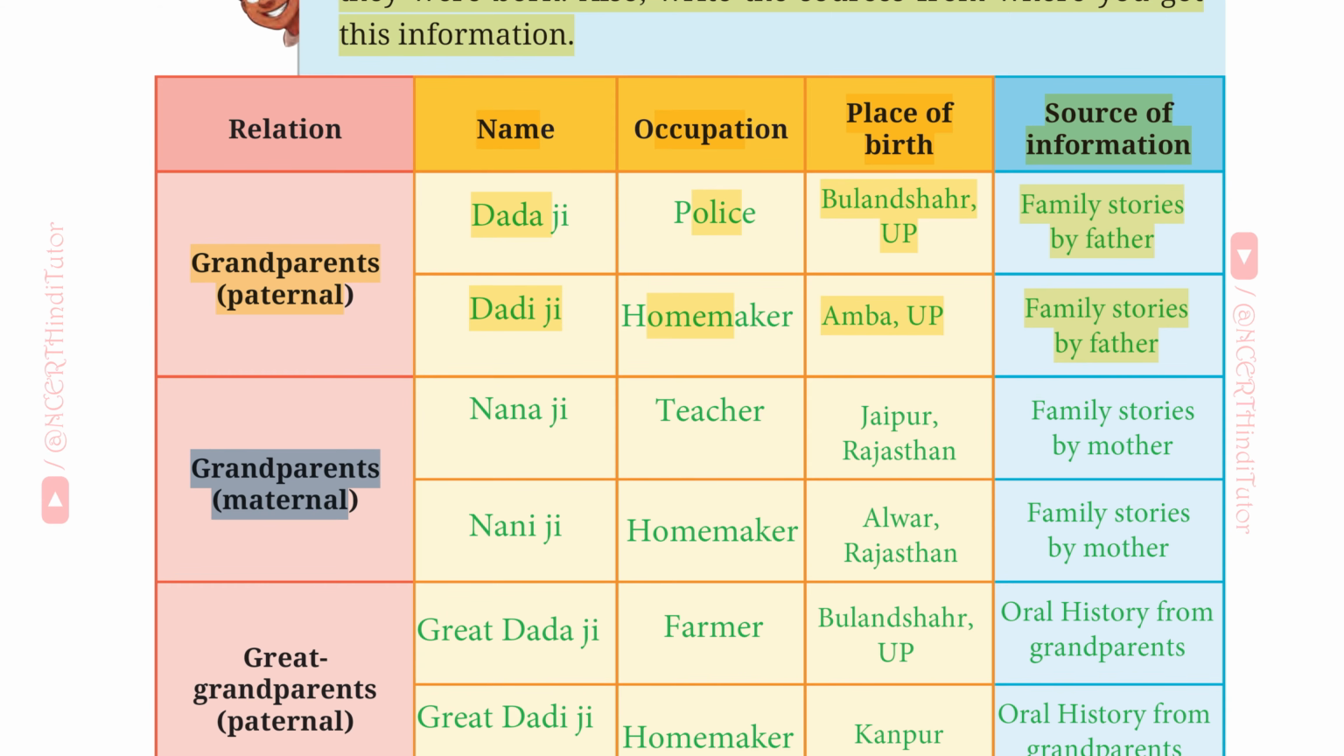Next, grandparents maternal, that is from your mother's side. First, Nanaji, occupation teacher, place of birth Jaipur, Rajasthan, source of information family stories by mother. Second, Naniji, occupation homemaker, place of birth Alwar, Rajasthan. Source of information family stories by mother.